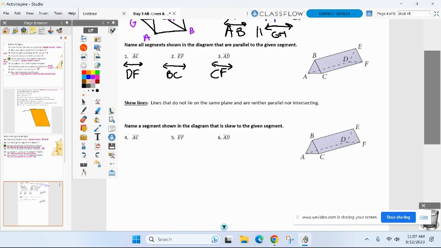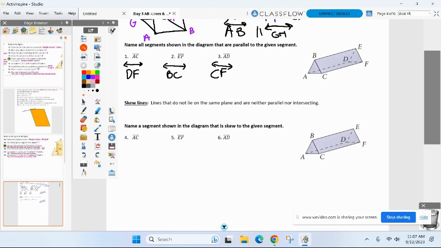So now let's look at my diagram. Let's see if we really understand this. Give me a line that would be skew to AC. So something that's not on the same plane as AC, not parallel to it, and will never intersect it. Anybody have anything they want to throw out there? I won't call on anybody with the numbers on this one. Anything that you think is skew to AC?